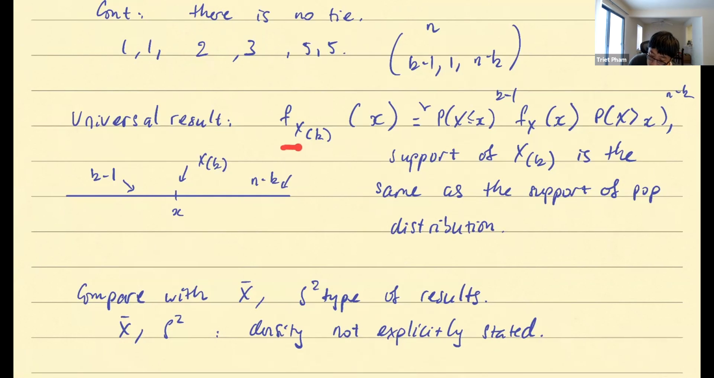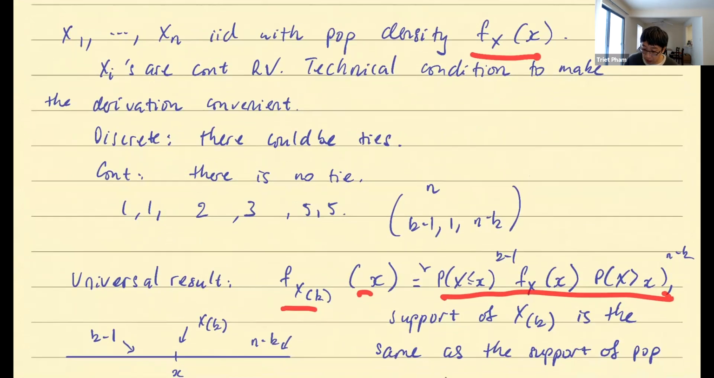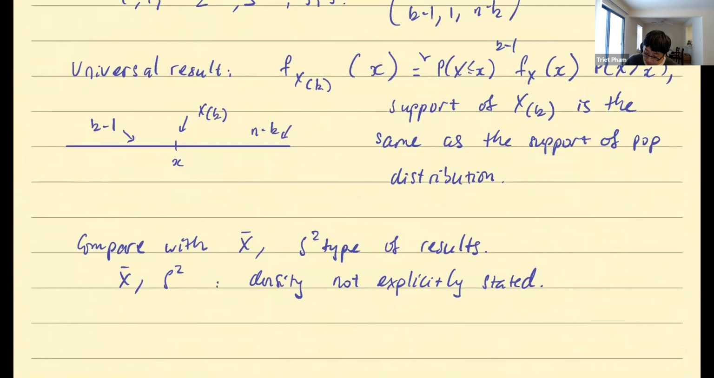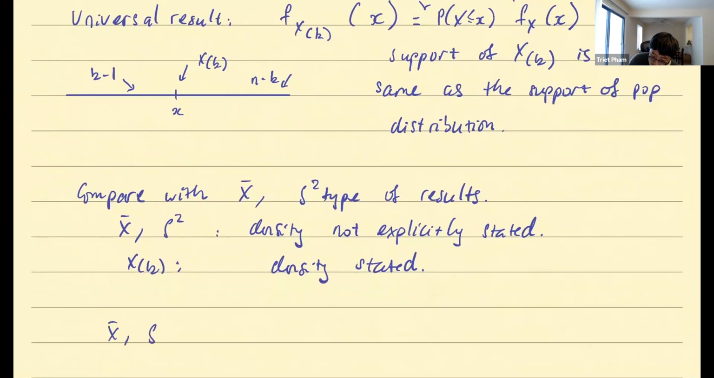Here, in contrast, with the order statistics, you see the density is explicitly stated. It's explicit in terms of the population distribution's density, but it's explicit nevertheless. So the result you're getting is the density statement, okay? So for the order statistics, the density is stated. On the other hand, a very easy result for some reason is the first and second moments of x bar and s square.